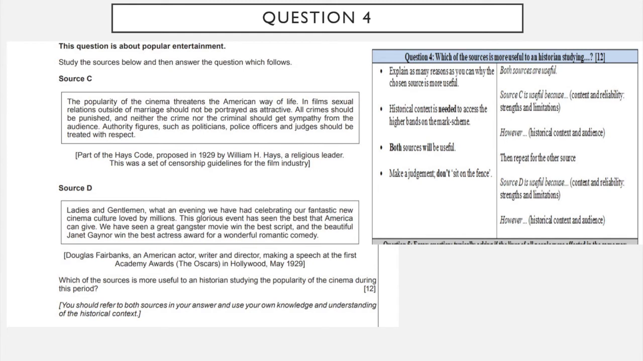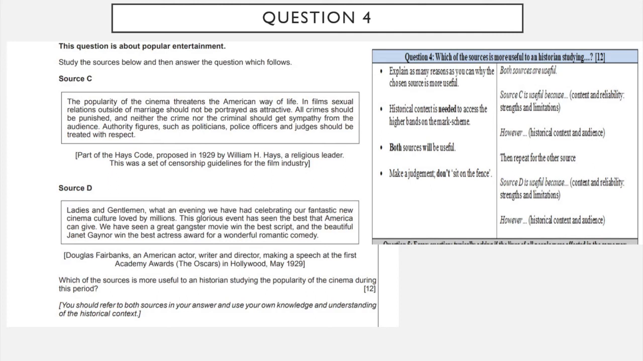And then basically you're going to bring in your own historical knowledge when you're looking at that date, author, tone, and audience, and then make a judgment at the end as well. You need historical context in this to access the higher bands. You need to make sure it's stuffed with your own knowledge as well. So you're not just saying it's reliable, it's not, it's because from the time, that kind of thing.